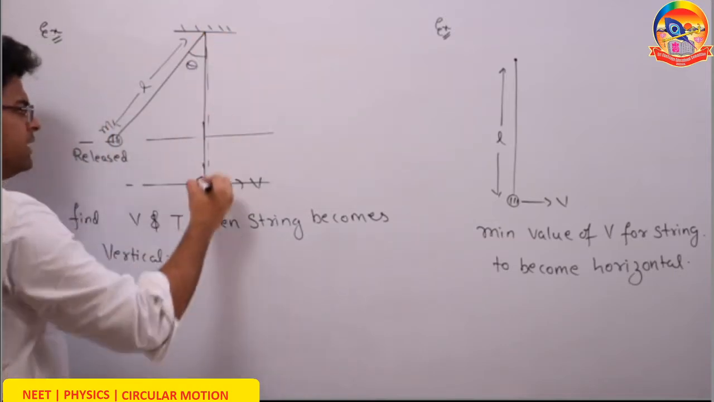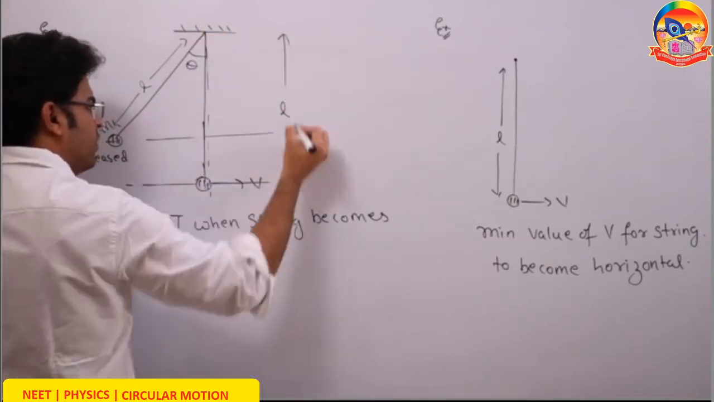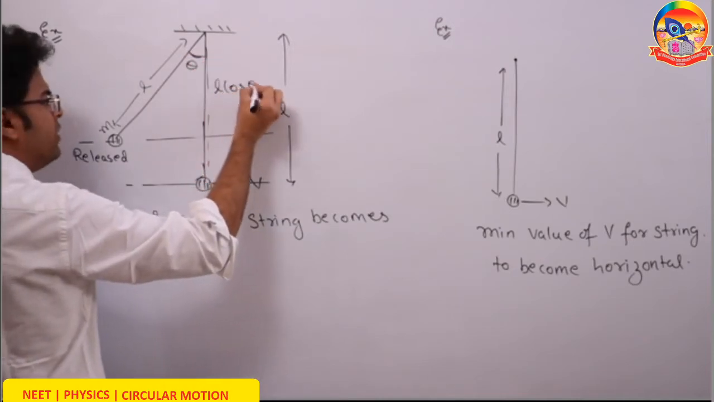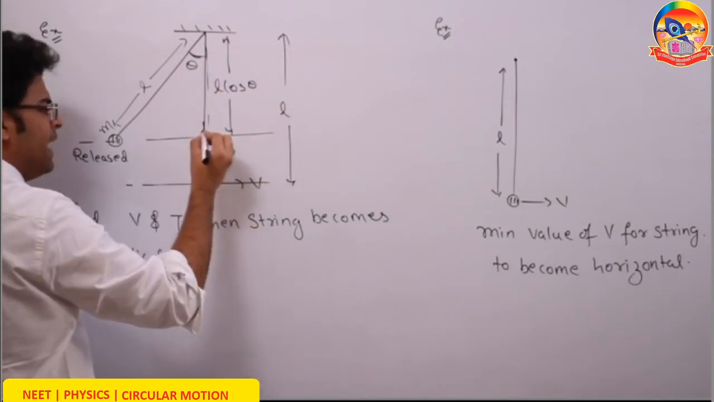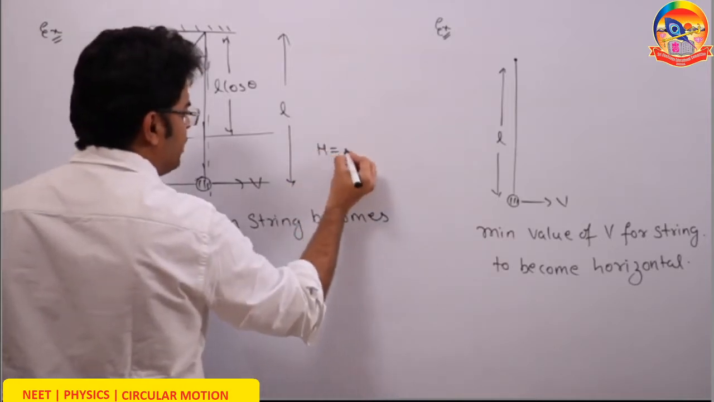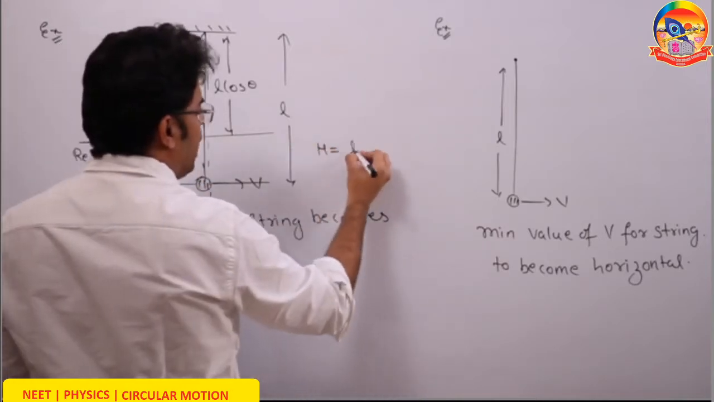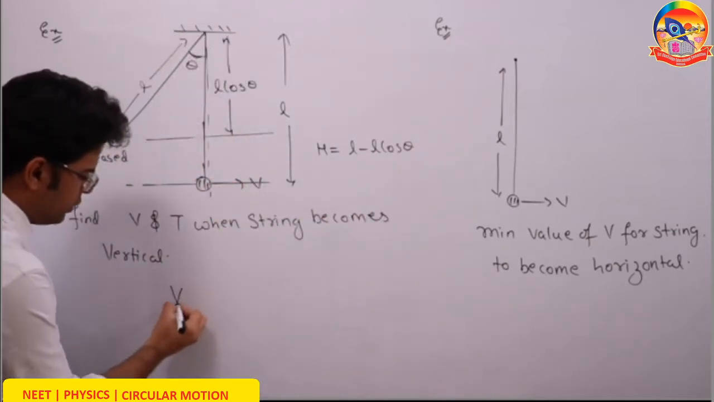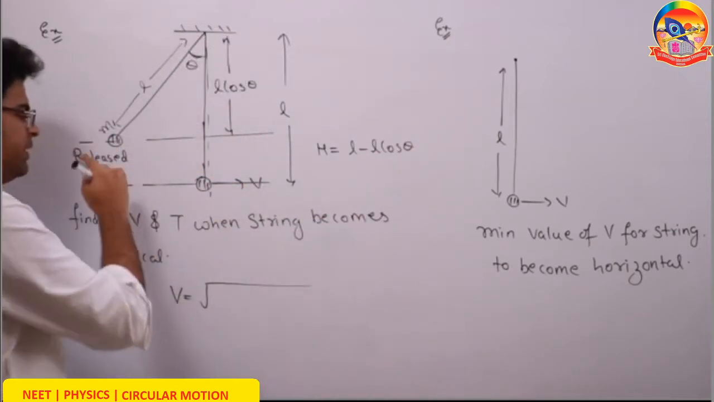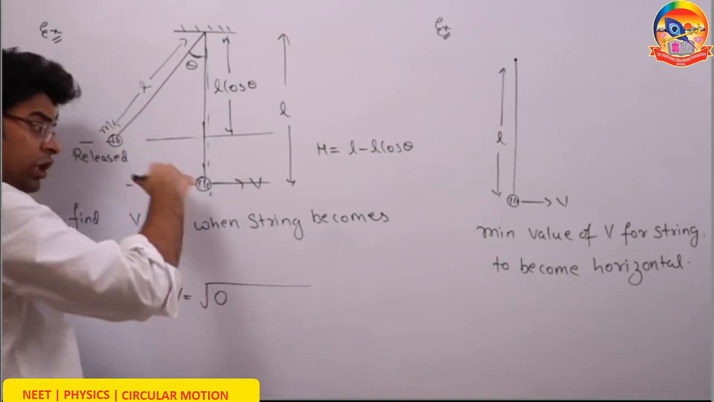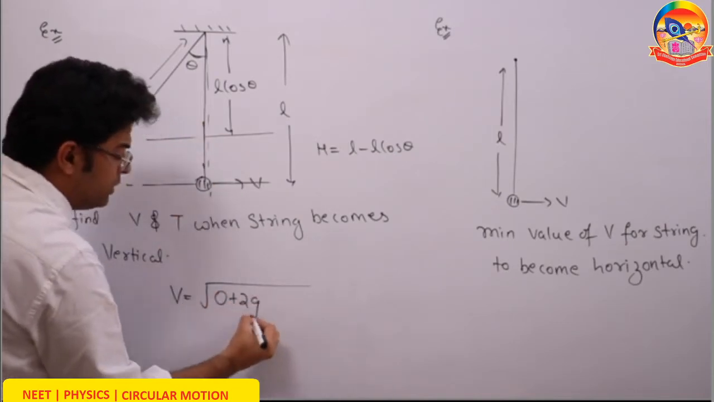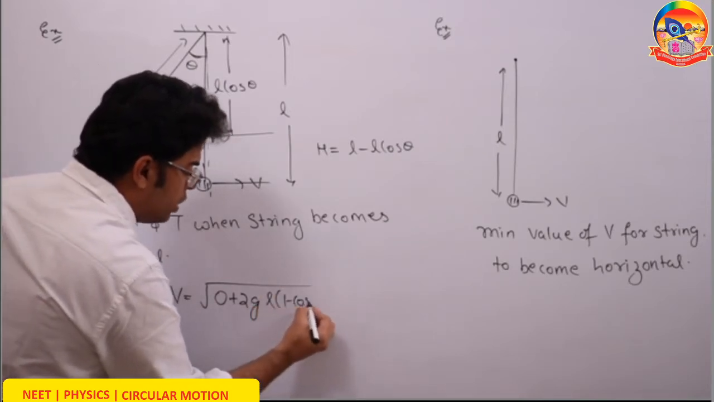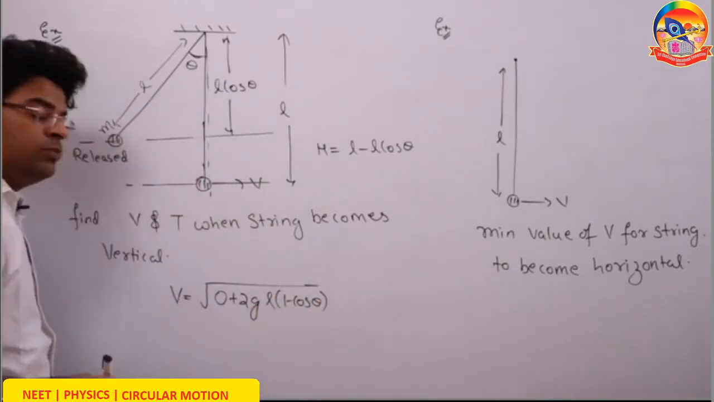So this whole length is L, this length is L, this angle is theta, so this length has to be L cos theta. So the height by which the bob has descended is L minus L cos theta. So at the lowest point, the speed has to be the square root of initial speed squared, which is 0, since it has come down, plus 2g into h, and in place of h you can write L times (1 minus cos theta). So this has to be the speed at the lowest point.